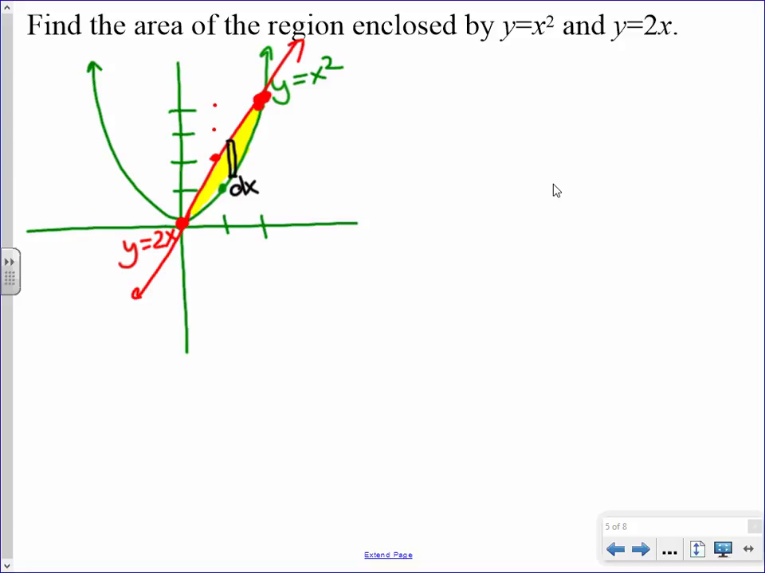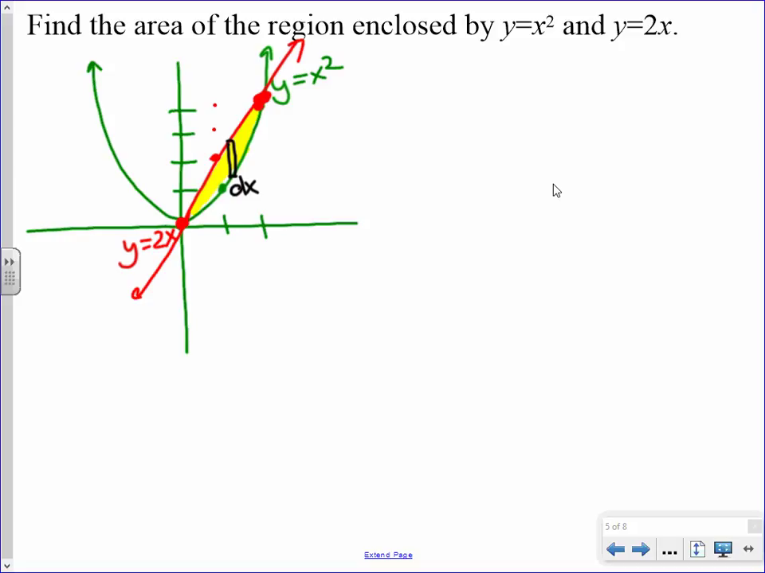What would our limits of integration be? 0 to 2. Okay, how do you know 0 to 2? Some of us can tell by the graph because we plotted the point (2, 4) for both of those graphs. Now, if it wasn't obvious to us, or we weren't quite sure, even though we graphed it, how could we find them algebraically?